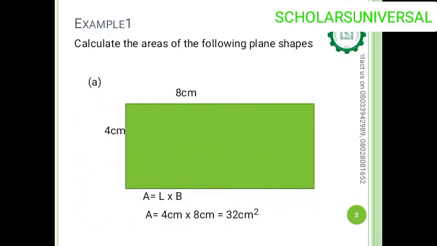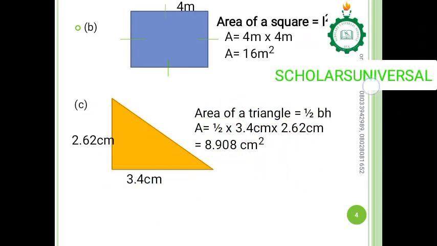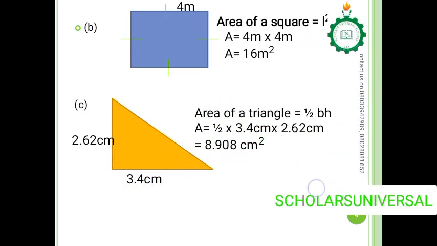Alright, let's quickly flash back to what we have done before. We have to calculate the area of the following shapes. So the first one is rectangle. The formula for finding the area of a rectangle is what? Length times breadth. And that is 4 centimeter times 8 centimeter, and it gives us 32 centimeter square. I may not be able to dwell much on all this since you have done that before. So let's look at the second question.